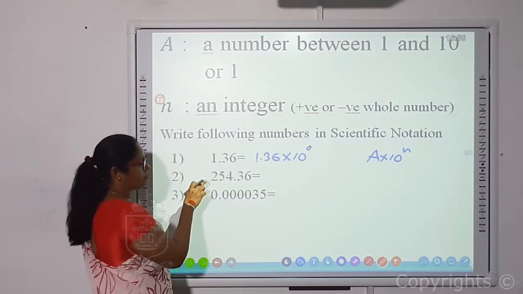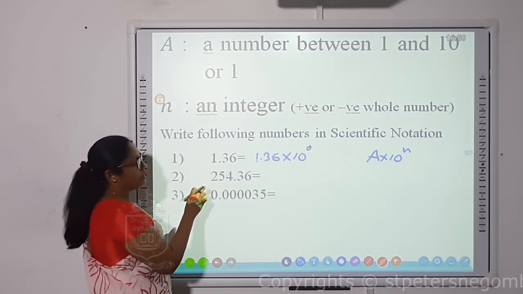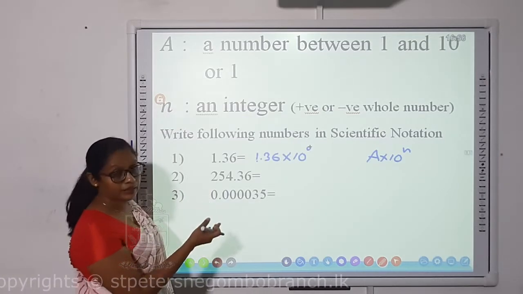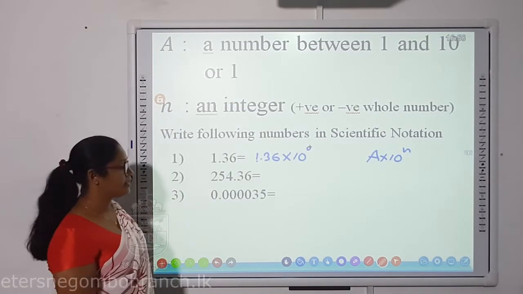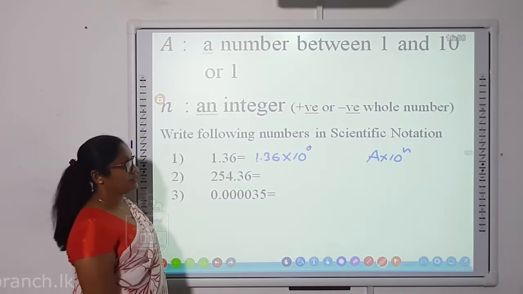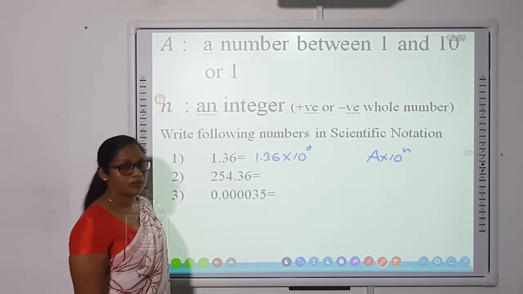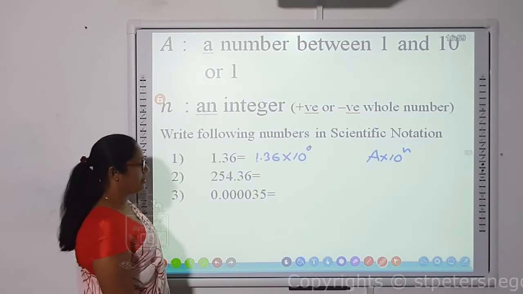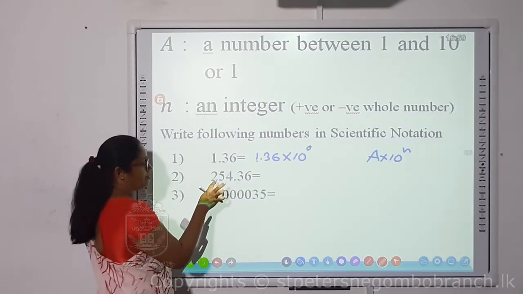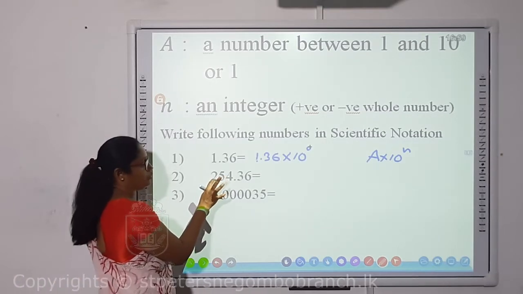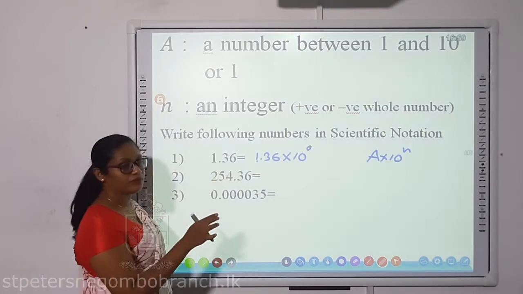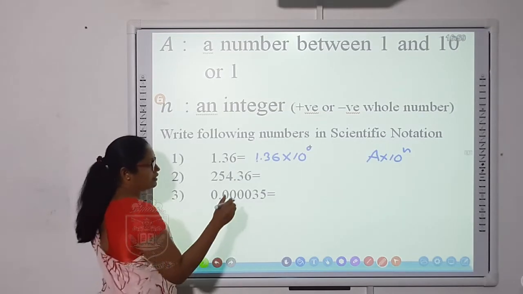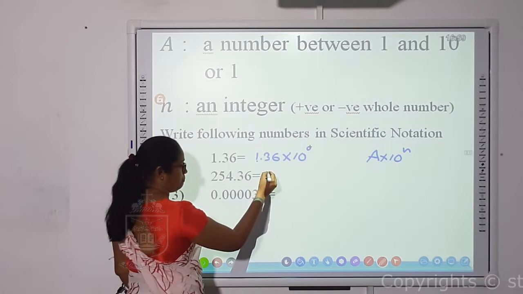We will go to a number which is bigger than 1. It is not between 1 and 10, it is greater than 10. So the very first thing, you should convert the given number into a number which is between 1 and 10. So if I put the decimal place between 2 and 5, it will be 2.54. So that number is between 1 and 10. So the first thing I just write, okay?